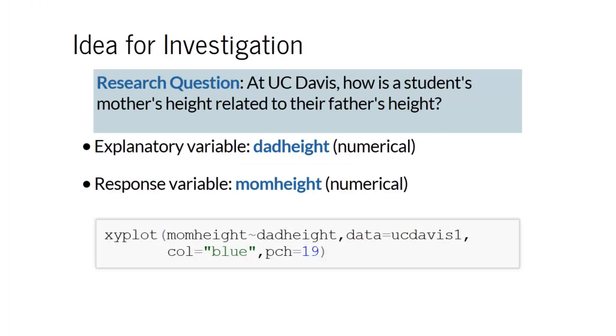Let's use these ideas to investigate another research question. At UC Davis, how is a student's mother's height related to their father's height? In this case, we'll use dad height as the explanatory variable, and we'll use mom height as the response variable. First, let's plot the scatter plot.